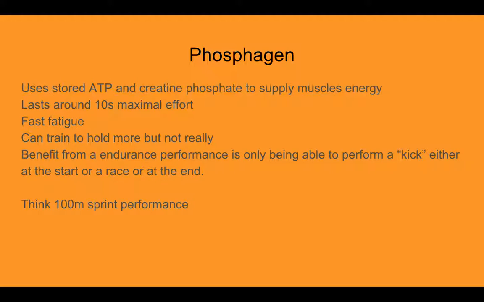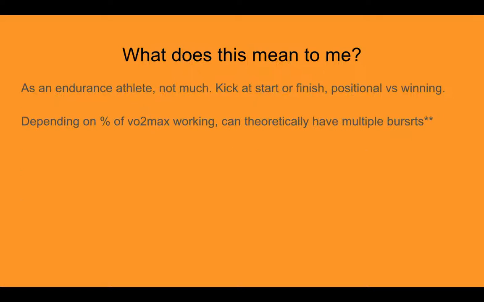So when you think of this energy system, generally think 100-meter sprint performance. Usain Bolt could run the entire 100 meters without taking a single breath if he wanted to. So what does this mean to me? I've pretty much talked about this before, but as an endurance athlete, not much: just a kick to start or finish, positional versus winning. And depending on your VO2 max work, you can theoretically have multiple bursts.